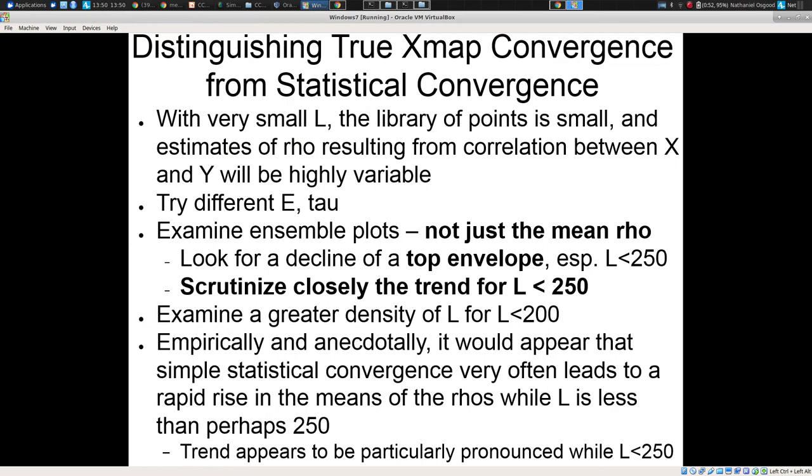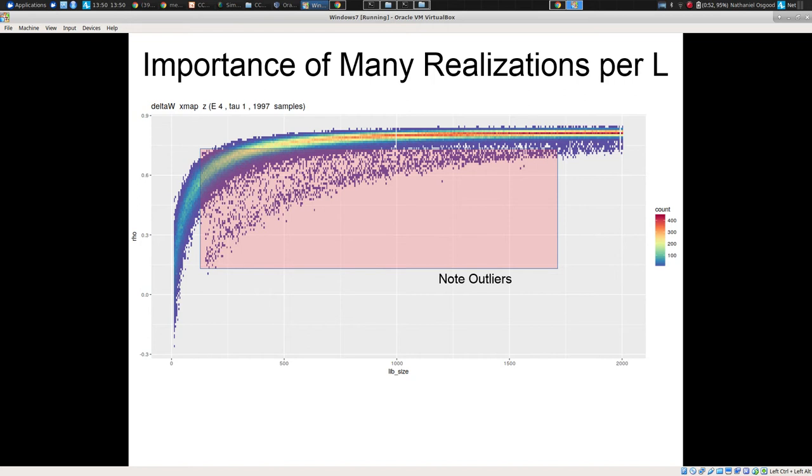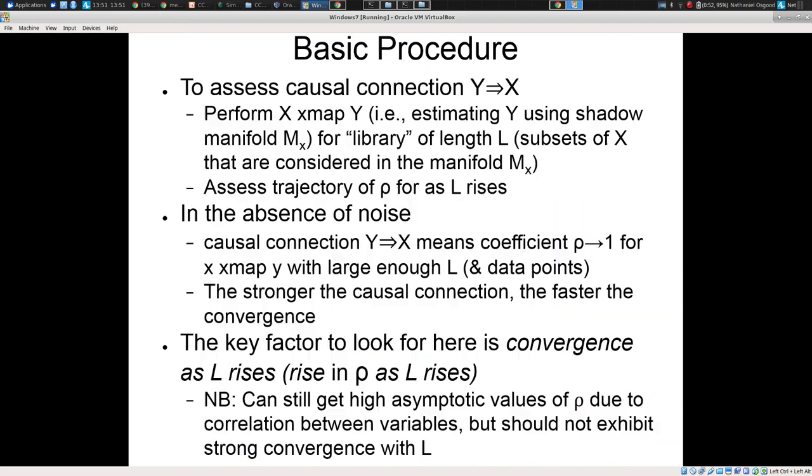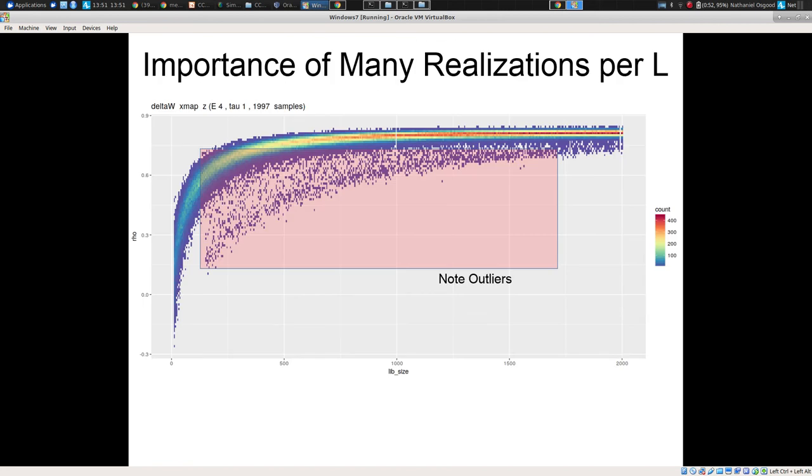Okay, so in terms of distinguishing true cross-map convergence from statistical convergence, there's a set of principles here. First of all, you should look for each L at many particular libraries. So in other words, for a library of size 50, you're going to want to consider not just this library, but the other libraries along here. And their code does that, the CCM code that is in this R library. Examining many realizations, examining many possible samples will give you a picture. You don't want to just do it for one set of samples. You might get mistaken, whereas if you do it for many, you will get some degree of variability, but you'll probably get a pretty clear picture.